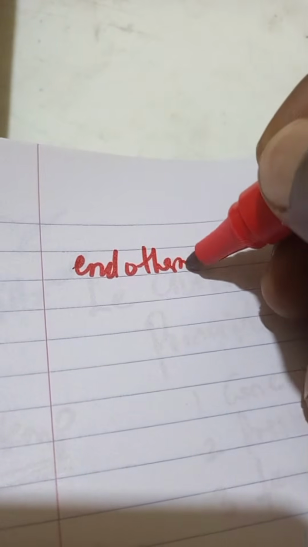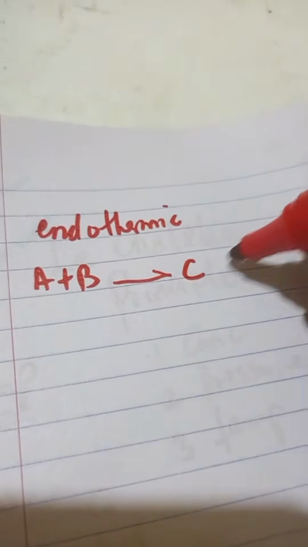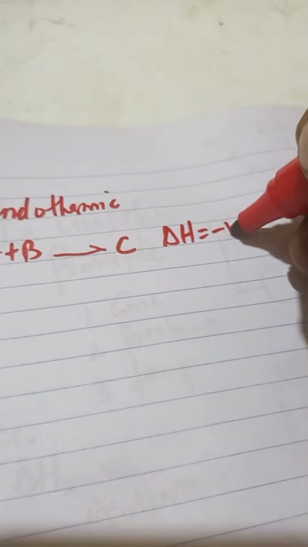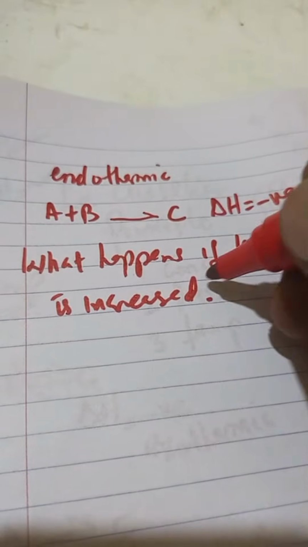So let me do the first one. Let me do endothermic first. Endothermic reaction. I have A plus B produce C, and they will put delta H here. Listen carefully. What happens if temperature is increased? Now look how to get it. It's very simple. What will happen if temperature is increased?